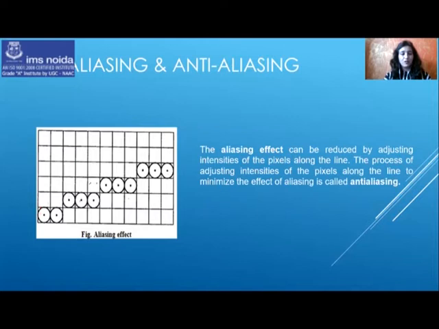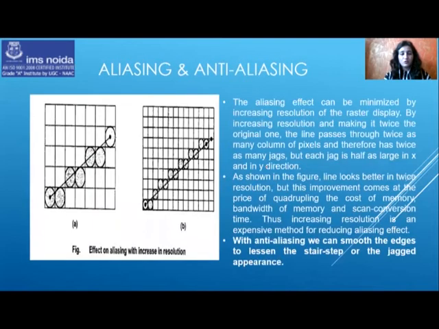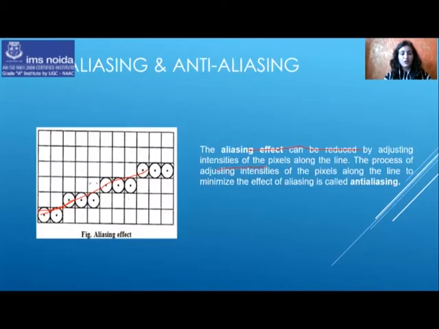Suppose this is the display area, right? And these are the pixels we can see here. When we join these pixels, it will be a jagged image. The line will not be smooth, right? The aliasing effect can be reduced by adjusting the intensity of the pixel. So there will be a problem when we join these pixels. The image will be like this, like this, like this. Sometimes there is a jagged problem in the picture.